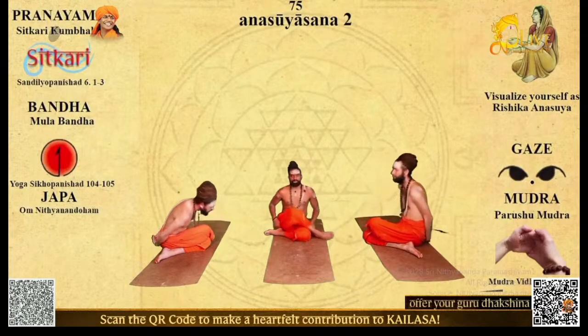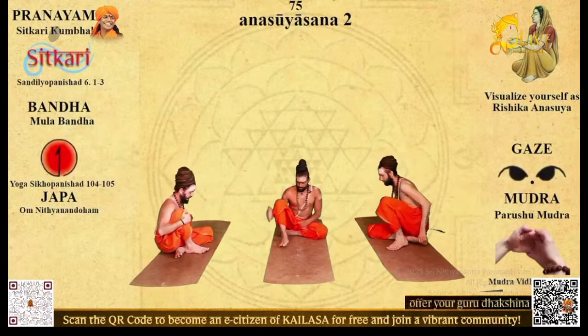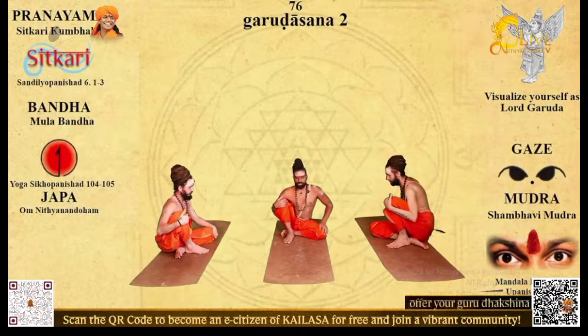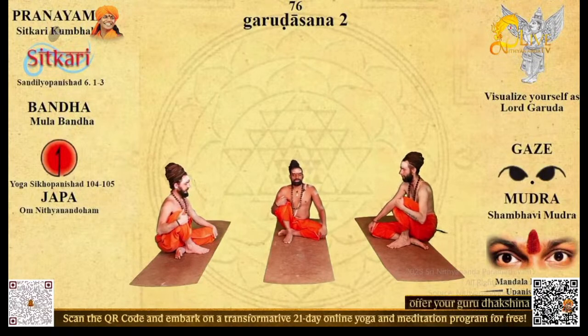Inhale, rise up. The next asana is Garudasana. As you bring the left heel to the perineum, right knee raised, heel, feet on the ground. Now the hands on the respective knees. Gaze to the nose as you visualize Lord Garuda in your space. Keep performing Siddhkari Pranayama.